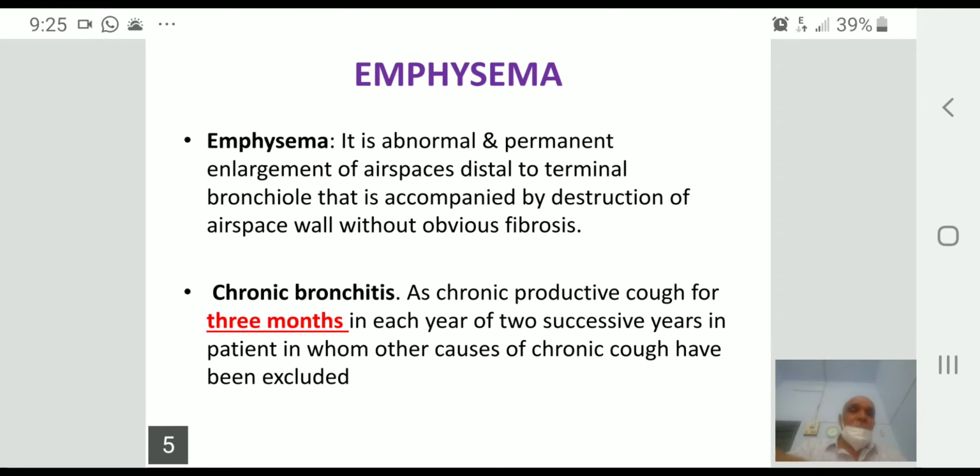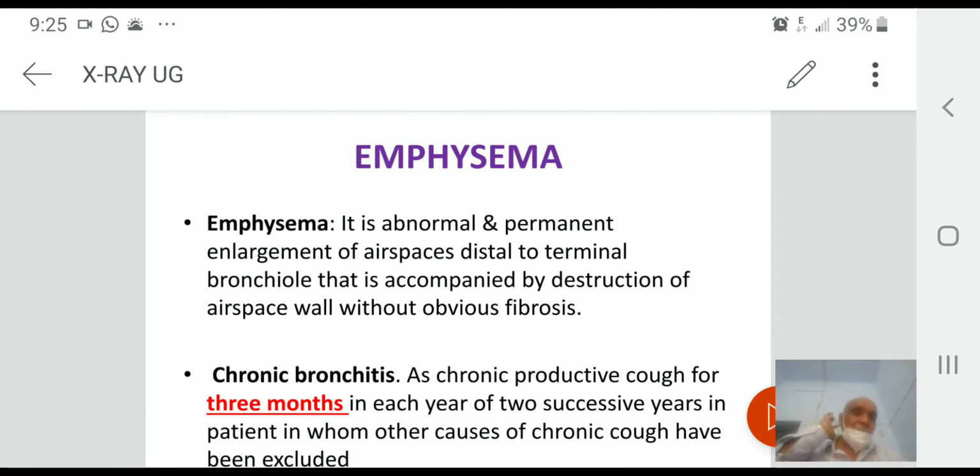Now COPD has two components. One is emphysema and the second is chronic bronchitis. The definition of emphysema: it is an abnormal and permanent enlargement of the airspace distal to the terminal bronchiole that is accompanied by destruction of the airspace wall without obvious fibrosis. Means there is no fibrosis or minimal fibrosis. In other infective etiologies, there is massive fibrosis.